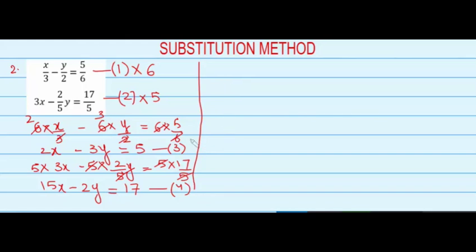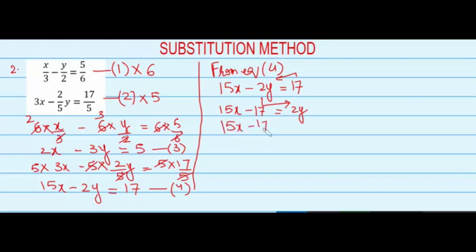Suppose I'm taking the fourth one this time. So from equation number 4 we have 15x minus 2y is equal to 17, and this time I'm making y the subject, right? So shifting the negative 2y to the other side, and 17 here, it becomes 15x minus 17 is equal to plus 2y. And then dividing both sides by 2, we get 15x minus 17 divided by 2, and this is equal to y, right?